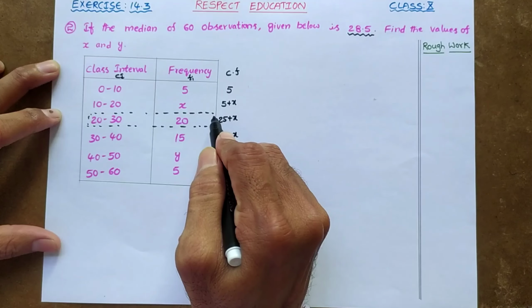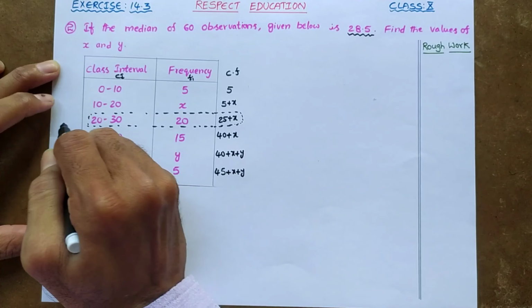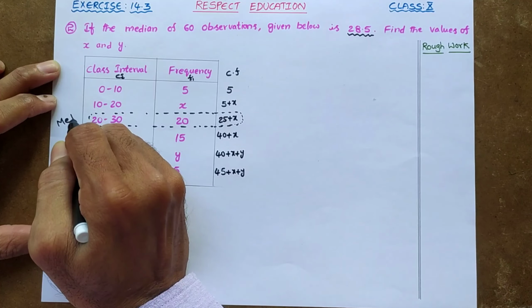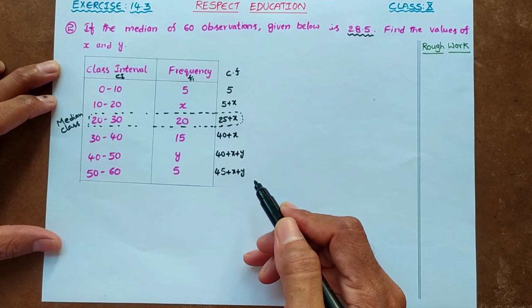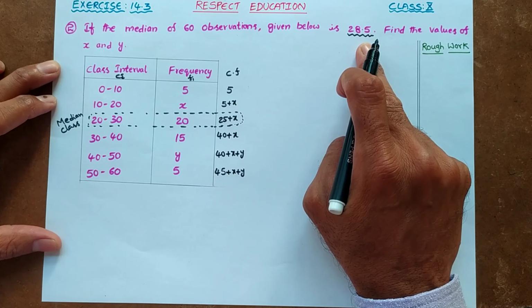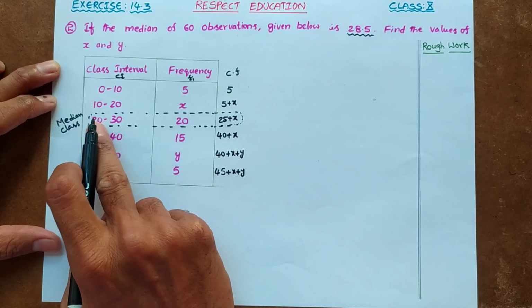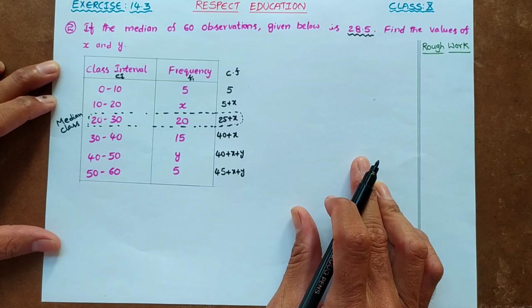Now from here to here this will be the median class. So let us write here median class. Since this is the given median, 28.5 is the median, it will fall in between 20 and 30, so this is selected as the median class, right?